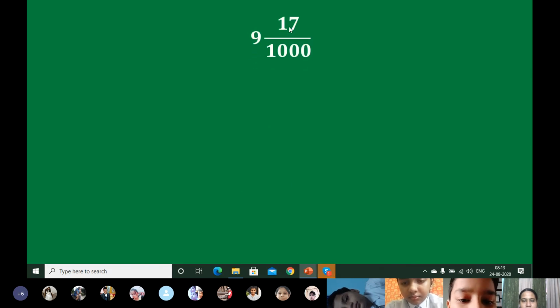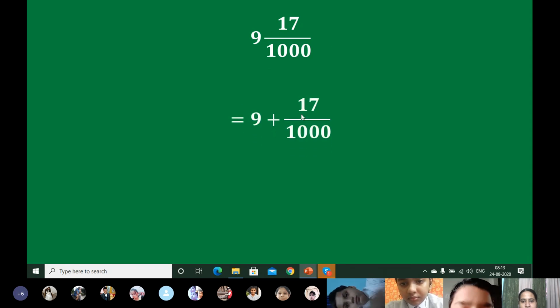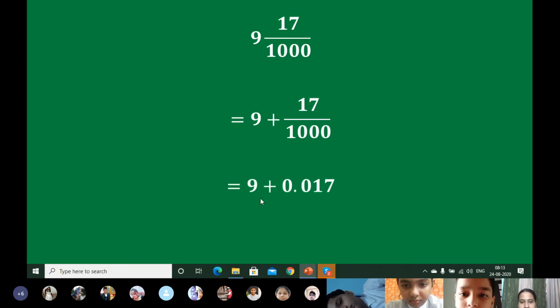See, 9 and 17 by 1000. So, 9 plus 17 by 1000. See, there are 3 zeros, so we will move 3 positions from here. 1, 2, and when there is no number, we will just write 0. So, what happened? It became 9 plus 0.017. See, we have moved the decimal to the left, 3 positions, 1, 2, 3.